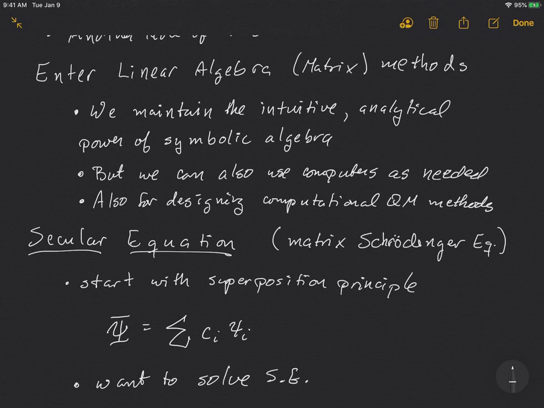So we maintain a lot of the power of those approaches in terms of representing what's happening in the system. But we can also, of course, feed results to a computer if we need to, or if it makes sense in a particular case. We can switch back and forth, so we're not really giving anything up. We're just adding another tool. Also, these matrix representations of the systems are useful as tools for describing and designing various computational quantum mechanical methods that are widely used in chemistry.